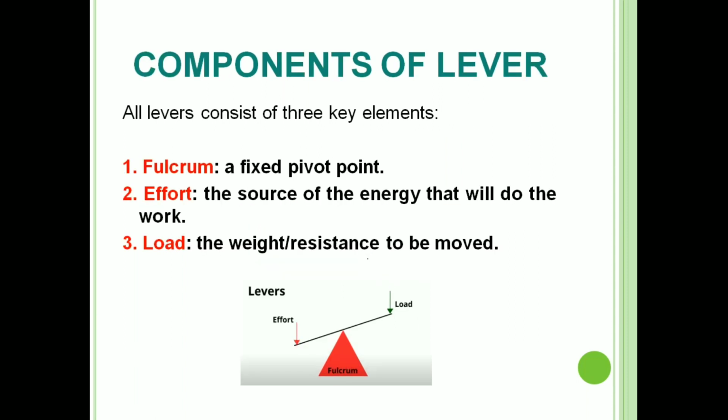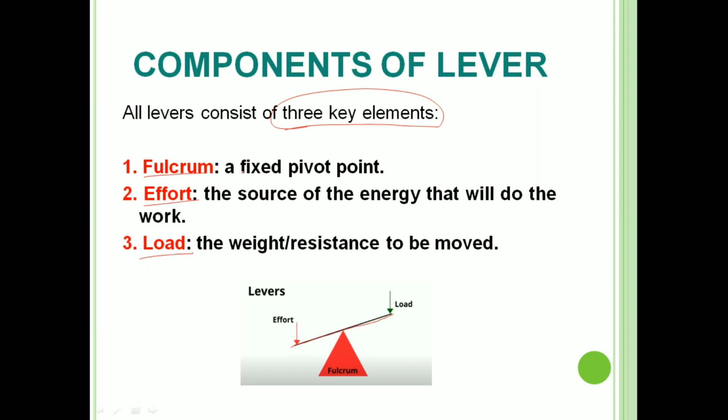So what are the different components of a lever? We have three key elements of the lever known as fulcrum, effort and load, as well as we have the fourth one, the rigid bar. This is known as the rigid bar.